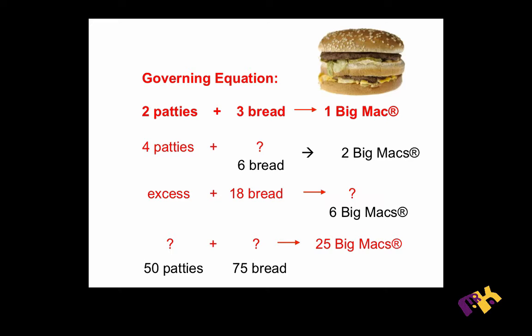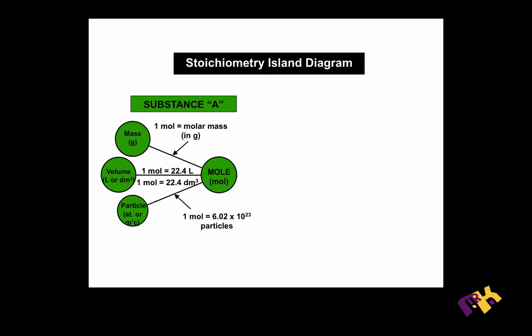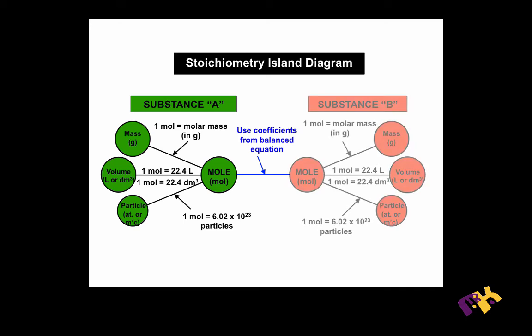We have a new enhanced stoichiometry island diagram. Simply what we've done is taken one mole island diagram and connected it to another using the coefficients from the balanced chemical equation. So if we knew a starting amount of substance A and we had a balanced chemical equation, then it's going to be the coefficients that link us from one substance in that reaction to another. It could be from one reactant to one product. It could be a reactant to another reactant.